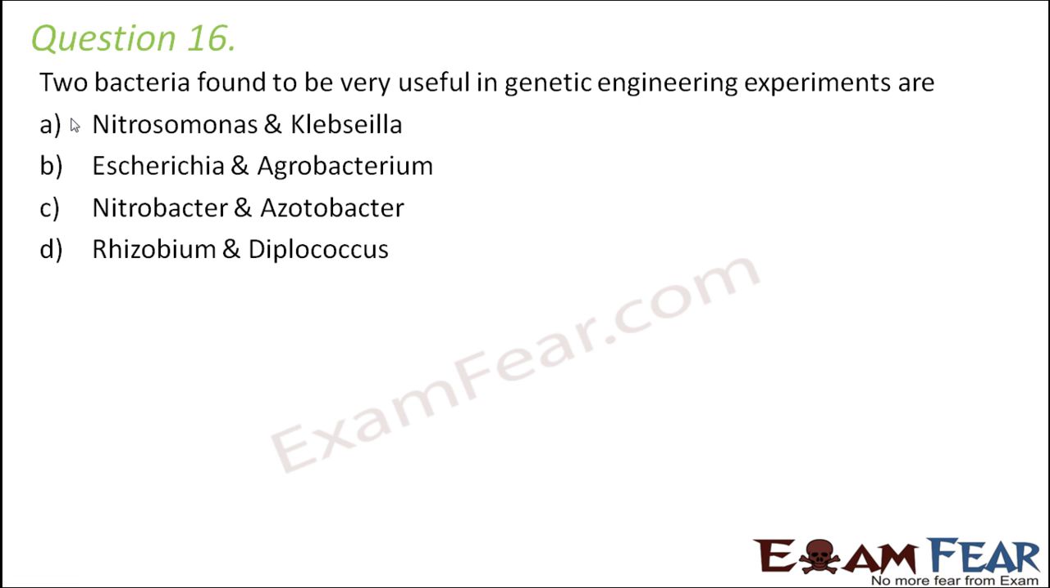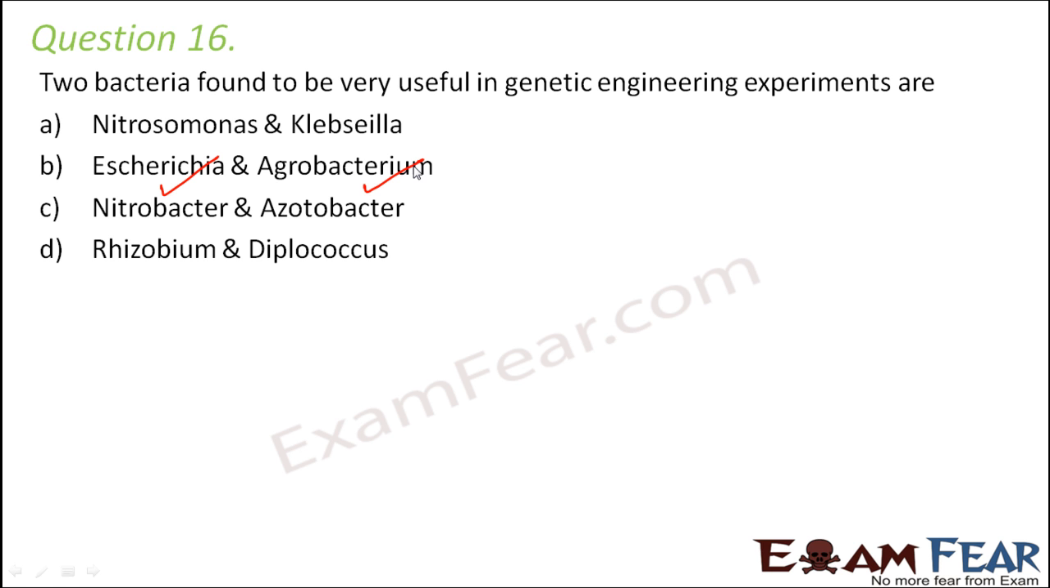Question number 16. Two bacteria found to be very useful in genetic engineering experiments are Nitrosomonas and Klebsiella, Escherichia and Agrobacterium, Nitrobacter and Azotobacter, Rhizobium and Diplococcus. Now, when you talk about genetic engineering in animals, for example insulin production, the most commonly used bacteria is E. coli, that is Escherichia. Whereas when it comes to genetic engineering in plants, it is mostly Agrobacterium.